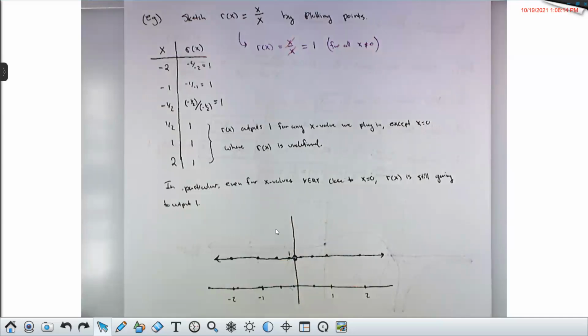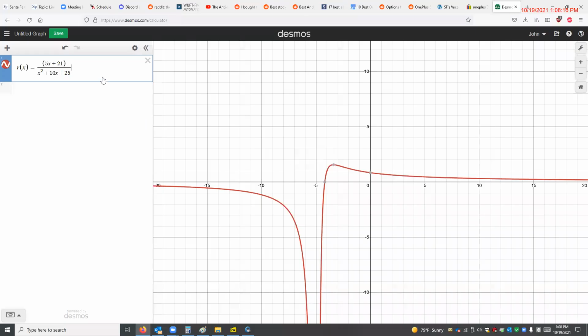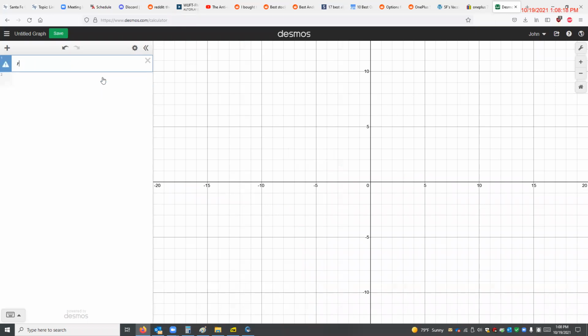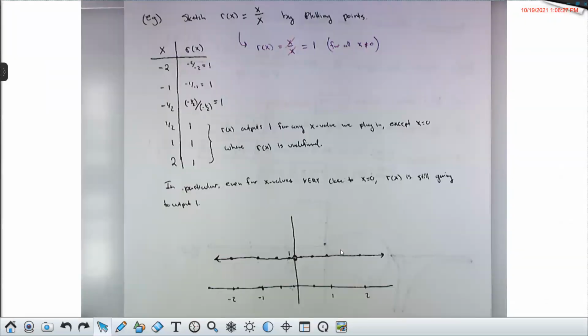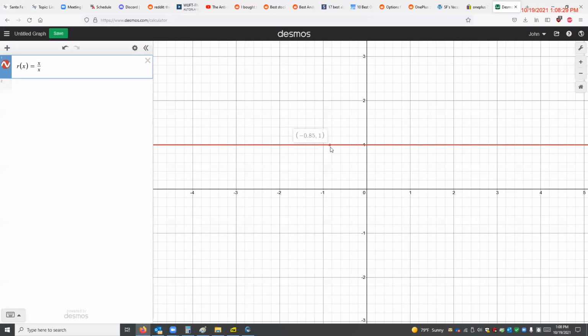If we look at what Desmos says about this guy, he looks like what we said. Right? Looks like the constant function 1. And no matter how close you get to plugging in 0, like over here, if I plug in negative 0.09, I'm still getting 1 out. Negative 0.08, still getting 1 out. 0.04, still getting 1 out.